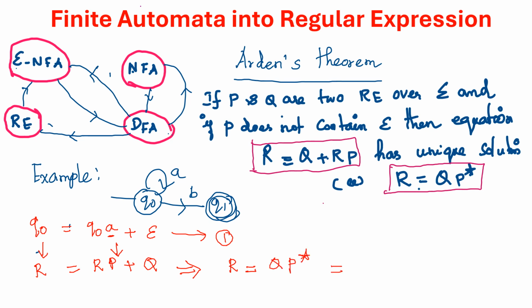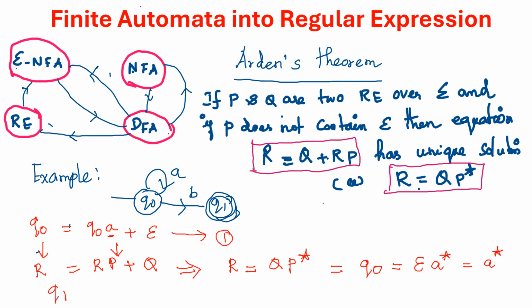So what is the final equation? Q is equal to epsilon. Q is here epsilon. What is P now? A star. So epsilon with A star, we are getting A star. So we need to check, otherwise we need to map these equations like this.